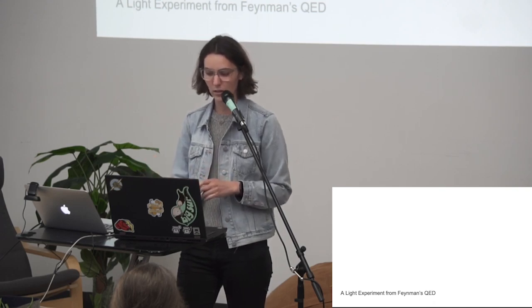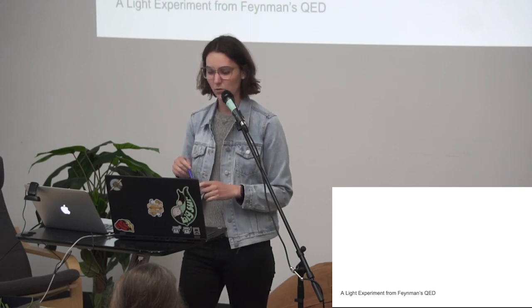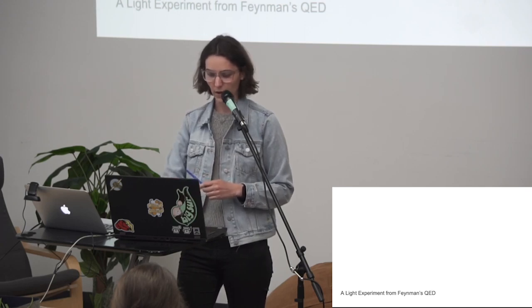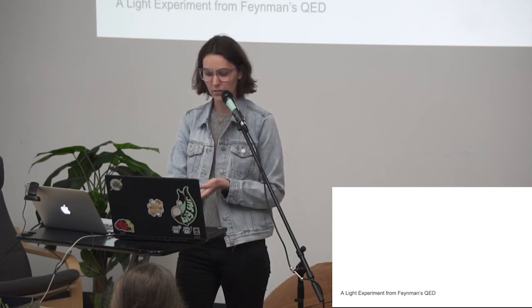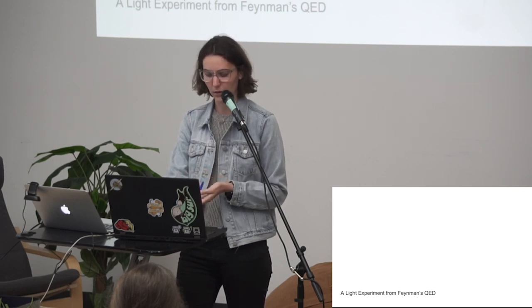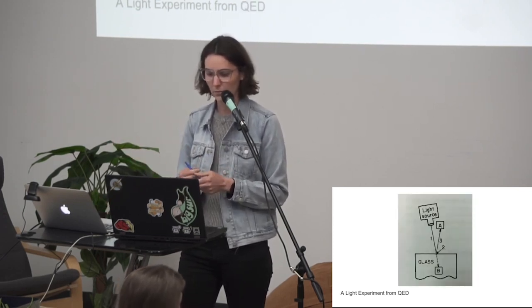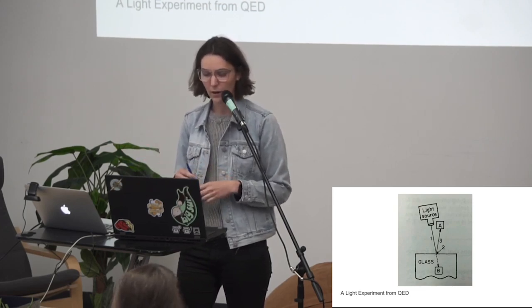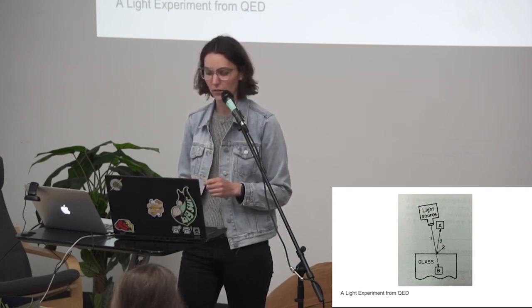He's going to calculate how much light will be reflected off of a pane of glass. What Feynman demonstrates in this example is how, in order to calculate the result of where light will end up, you have to sum up all the possibilities of how the light might move. So basically, this is the same as a double slit experiment, except it's using a different setup.